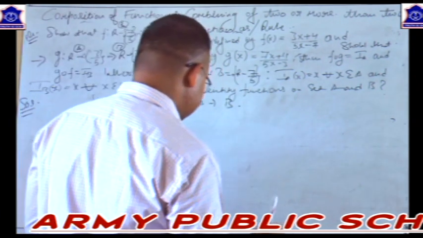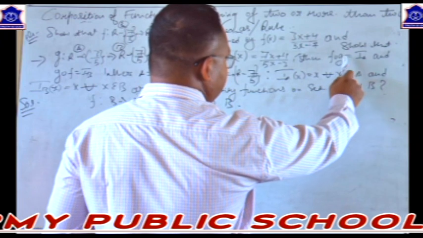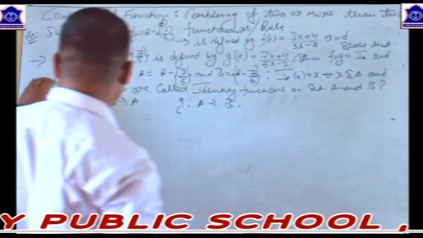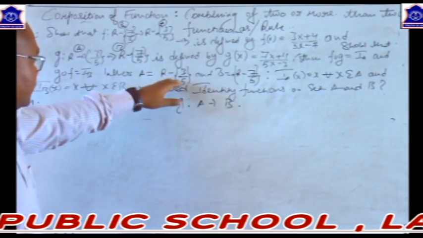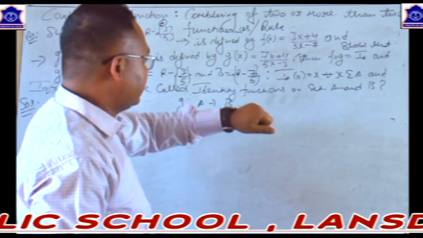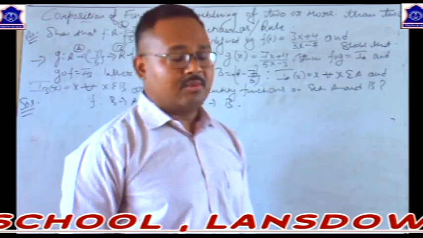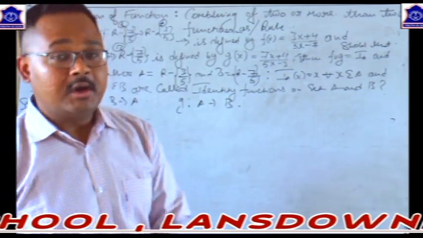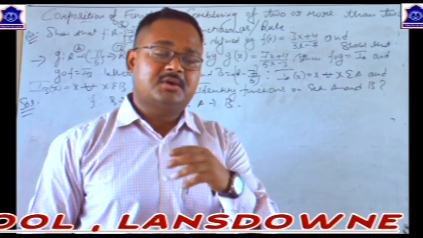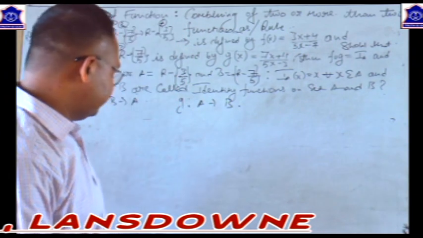Then the question is you have to show that fog equals IA and gof equals IB, where A is the set of real numbers minus 3/5 and B is the set of real numbers minus 7/5, such that IAx is equal to x for every small x belonging to capital A. As I already told you, identity functions are those functions in which giving a particular value they produce the same value. So you have to prove this.